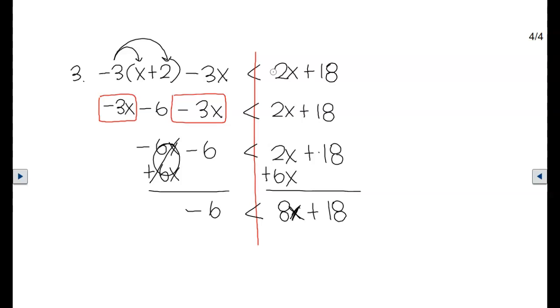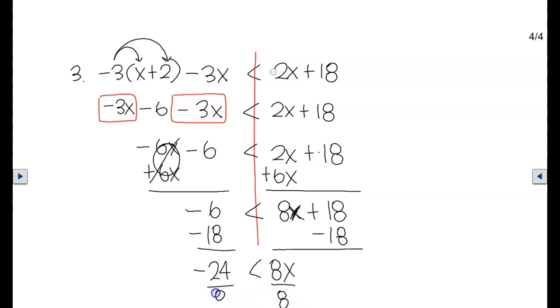All right, now time to undo adding or subtracting. Cover up 8x, you see plus 18, so you will subtract 18 to cancel it out. That gives you a negative 24 is less than 8x. And then undo, multiply, or divide. We're going to divide both sides by 8. Is this a flipper? The answer is no, because we're dividing by a positive 8. So we're going to get negative 3 is less than x.